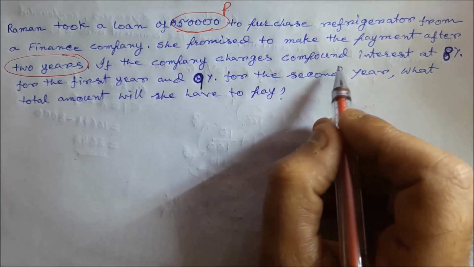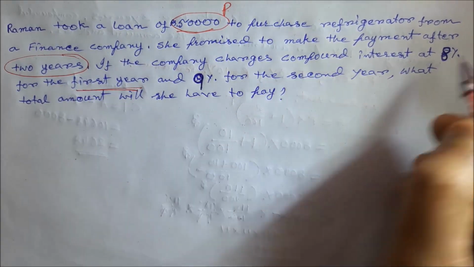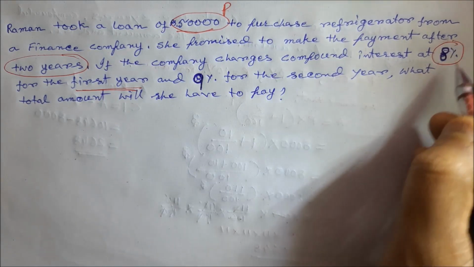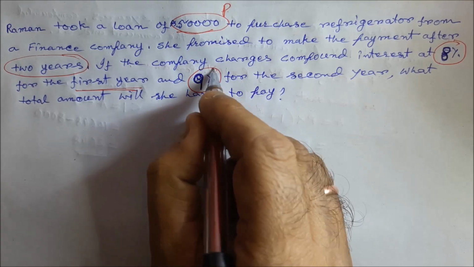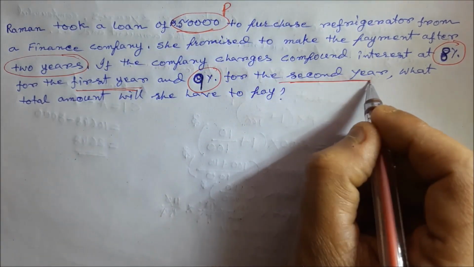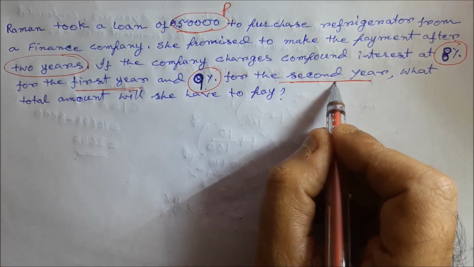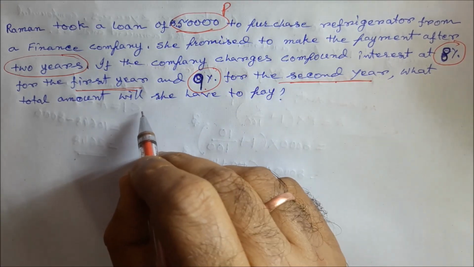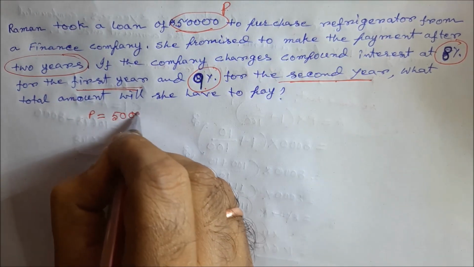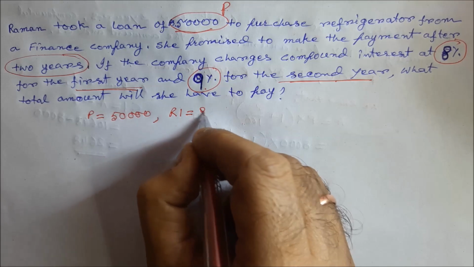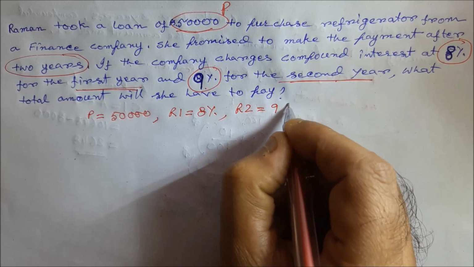If the company charges compound interest at 8% for the first year, okay, so they are charging 8% interest rate for the first year and 9% for the second year. That means two different interest rates are there for 2 different years. What total amount will she have to pay? So P is equal to 50,000, isn't it? Rate 1 they have given 8%. Rate 2 they have given 9%.